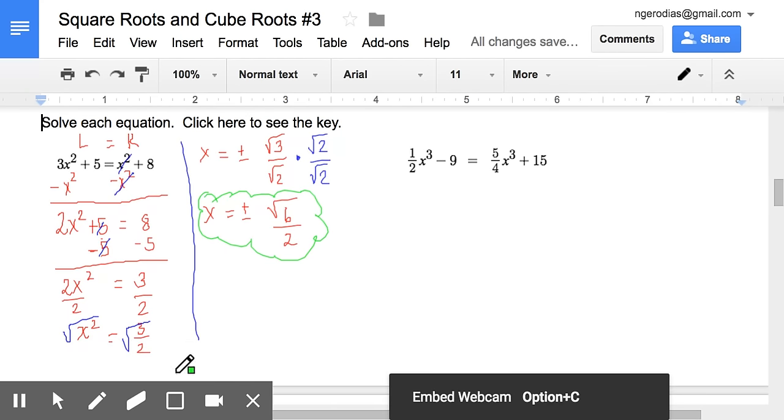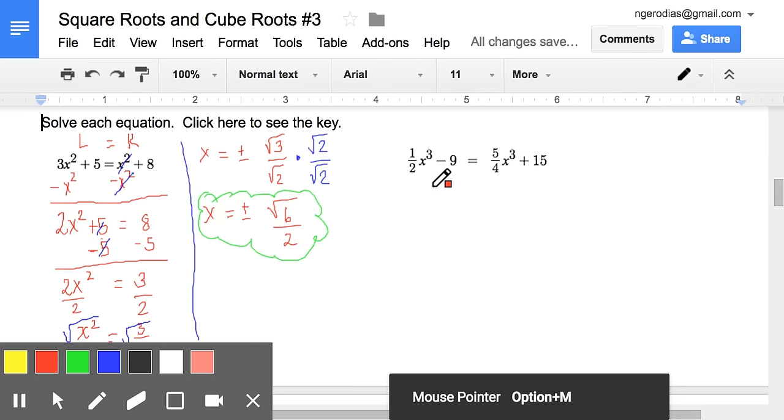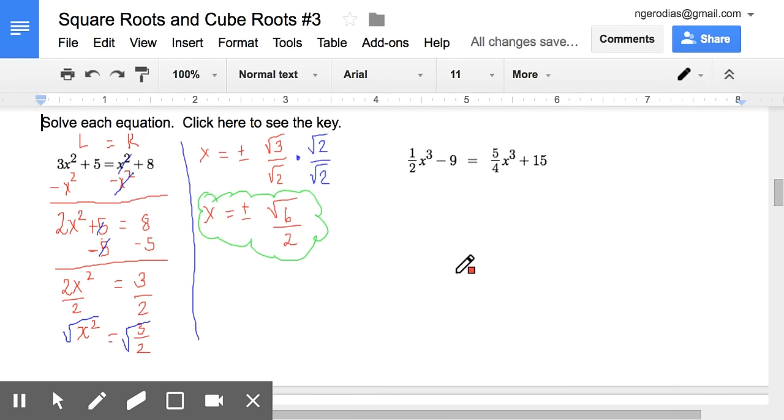Okay, now let's move on to the next equation. So we have here 1/2 x cubed minus 9 equals 5/4 x cubed plus 15. Well, what makes this equation a little more complicated than the first one that we solved is that there are fractions in it. And it will be easier if there are no fractions. So we can use the idea of what you do to the left, you do to the right in order to get rid of those fractions.